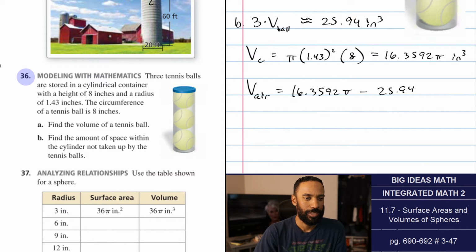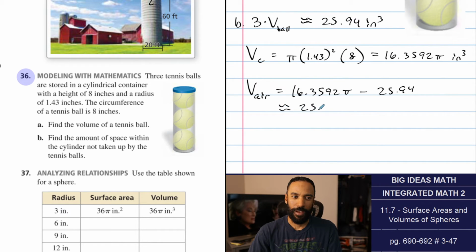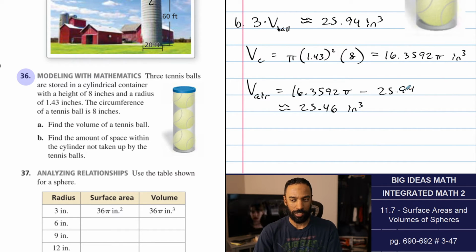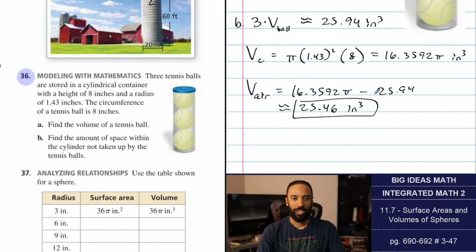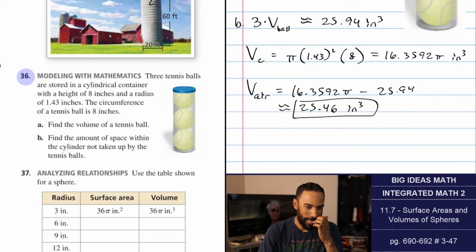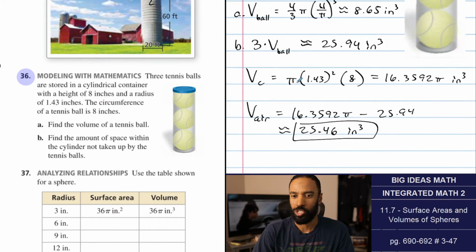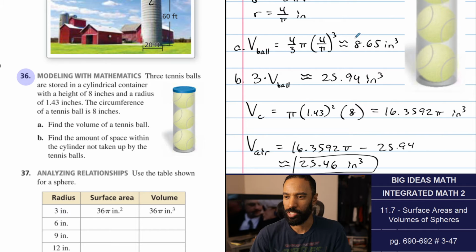16.3592 pi. Okay, I'm getting 25.46 cubic inches. It's not a mistake. Wow, that's actually a lot of air, because it's like there's just as much air as there are tennis balls. So I didn't really expect that. I expected it to be pretty airtight, but I guess there's just space. I guess that's just how it works. There's that much air. So I'm going to go with it. I'm going to say that seems reasonable with respect to what we're doing in the picture. So let's use it. I didn't box this answer for A, by the way.